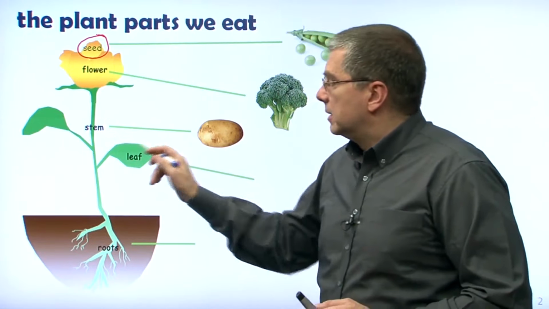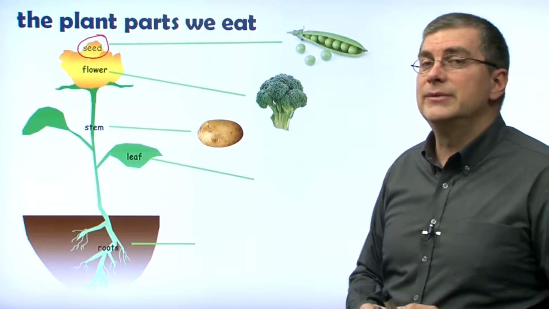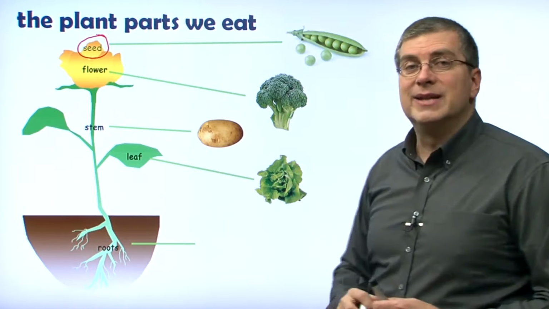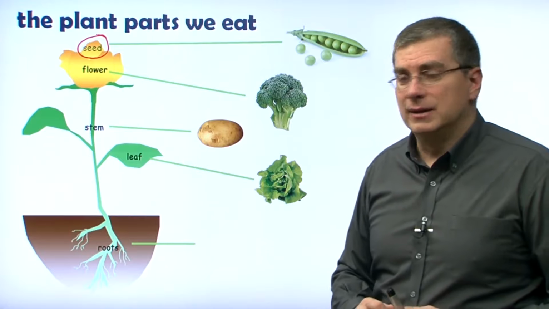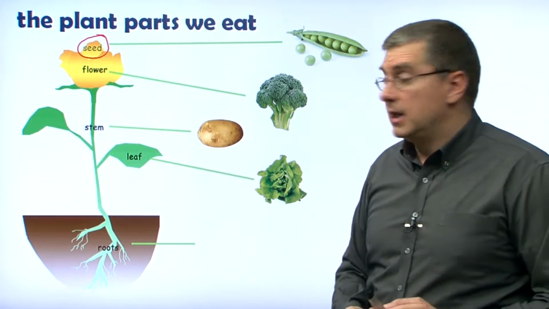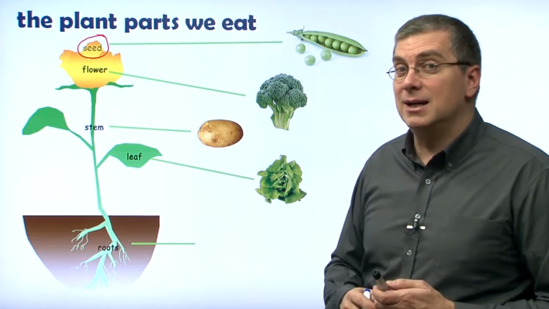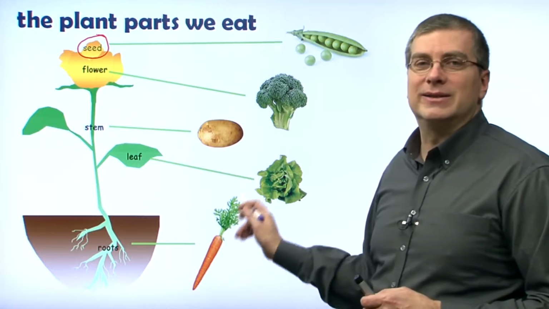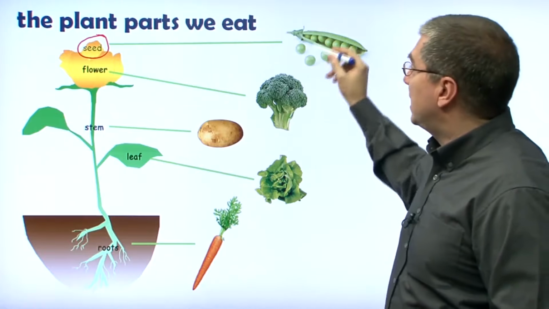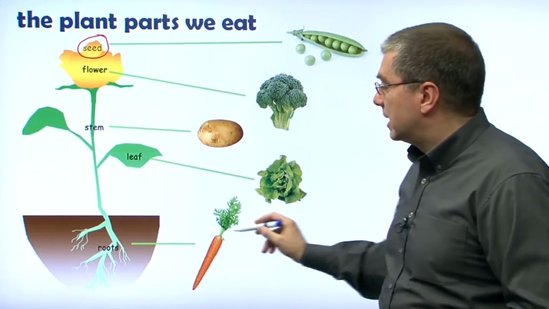What about leaf? Do we eat leaves of plants? Yes, you bet. We do eat leaves of plants. What is an example of that? Our example is lettuce. Okay? Finally, we have roots. The roots of a plant. What's an example of a root that we eat? Very common. Tangun, right? Of course, it's carrot. So let's review very quickly. We have peas, broccoli, potato, lettuce, carrot.